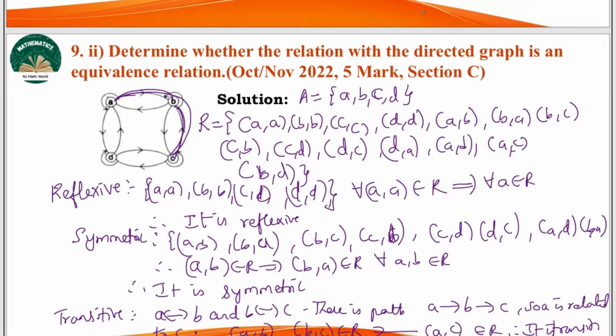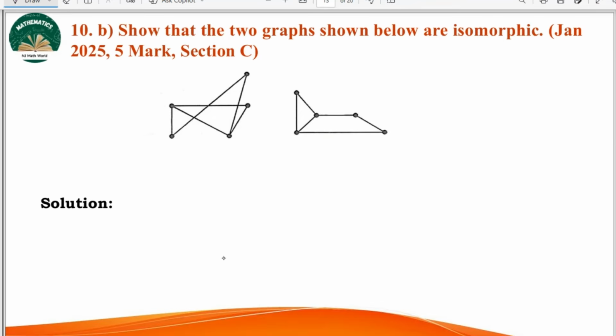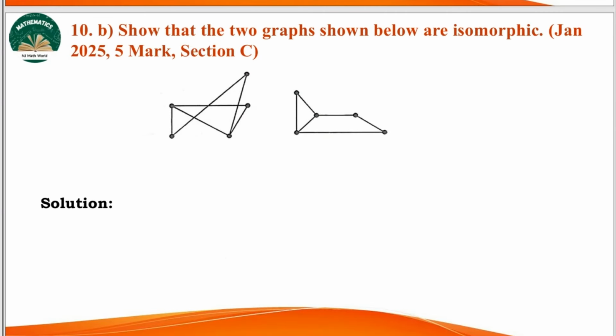Since the relation is satisfying all the three properties, we can write that the given relation is equivalent. Why is it equivalent? Because it is satisfying all the three properties. So it is an equivalence relation. Hence it is proved.